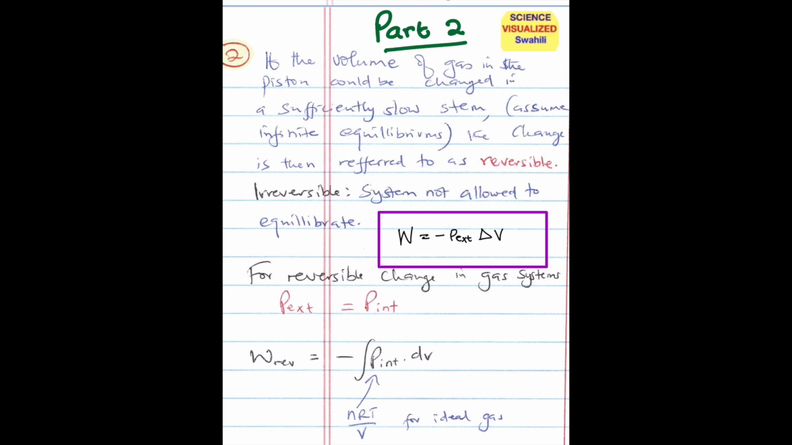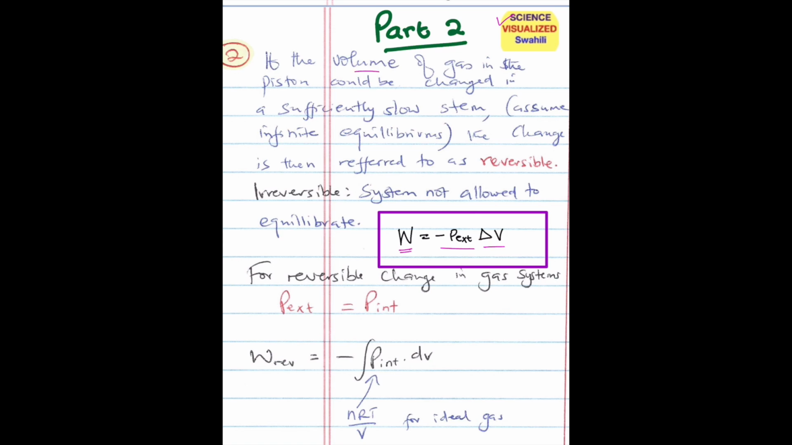Hello and welcome. We're continuing with the second part of the first law of thermodynamics brought to you by Science Visualized. We already saw in the first part that work done in a system equals minus P external, that's external pressure, times the change in volume.